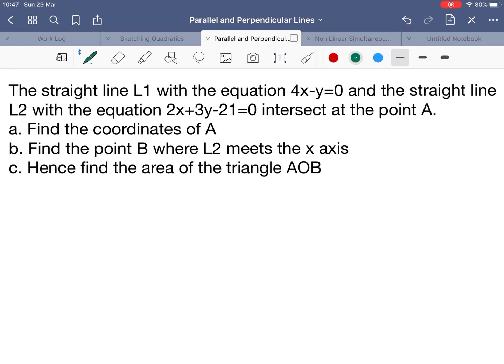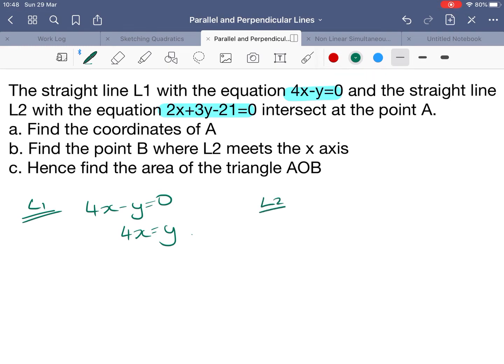Right, again, we're going to have to draw this sketch, and at the minute it's difficult to draw sketches when the equations are in these two forms. So I'm going to rearrange both of them before I start. So let's do L1. I'm going to label it L1. So I've got 4x minus y equals 0. Add y to both sides. So I've got my y equals 4x. Okay, so that's a line, goes through the origin with a gradient of 4.